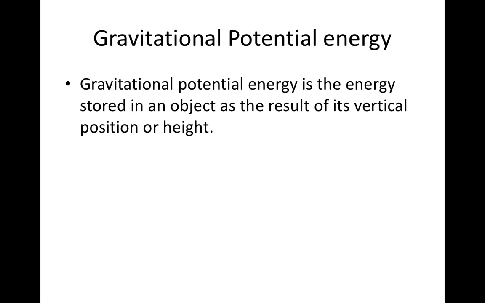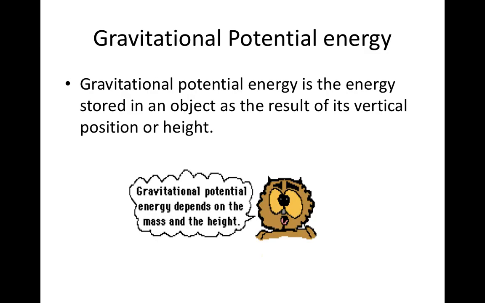Gravitational potential energy is the energy stored in an object as a result of its vertical position or height. Gravitational potential energy depends on the mass of an object and the height at which it's located above the ground.